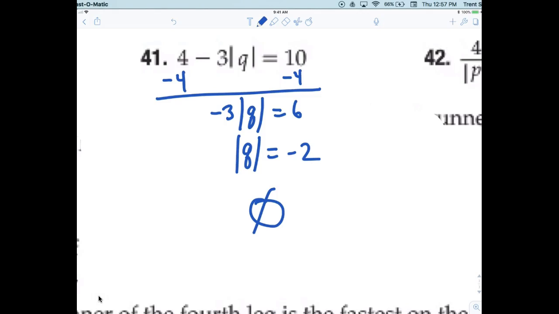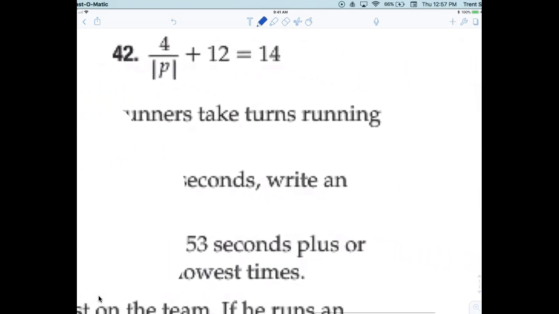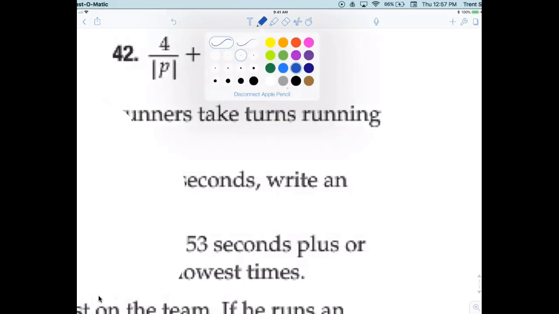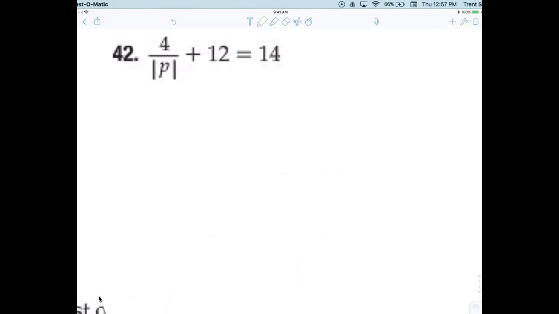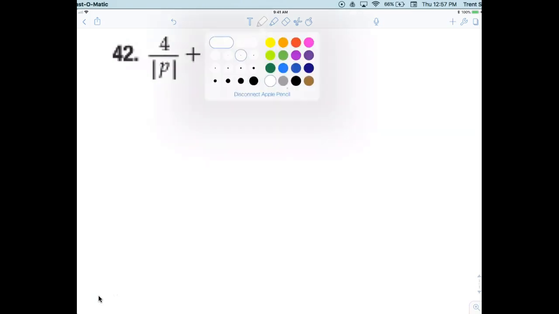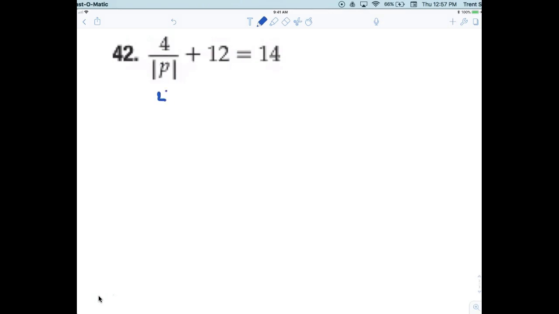42. All right, so let's go to 42. The reason why I expected most of you guys to have a question about this one was because it has the absolute value in the denominator. Agreed? So now, let's see if I can fix that for you easily. 4 over the absolute value of p is equal to 2. So everybody agree with that?